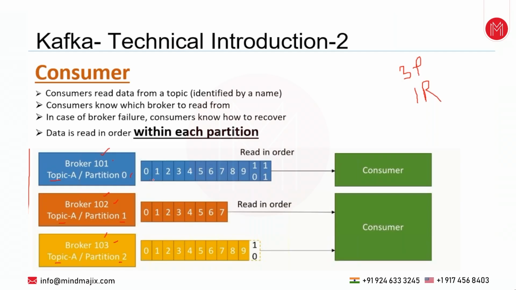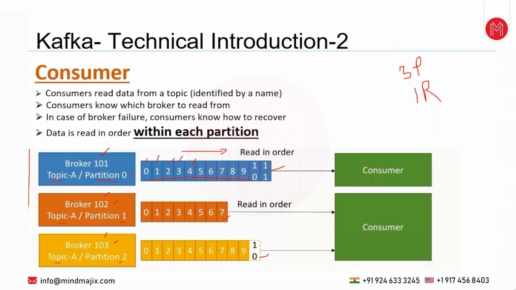In this case, these are the offsets, which means messages. Partition 0 has a total of 11 offsets, meaning 11 messages. Partition 1 has 7 offsets, meaning 7 messages. Partition 2 has 10 offsets, meaning 10 messages. Now let's assume a consumer is reading the data from topic A of partition 0. It will read in order. Initially it will read offset 0, then the message from offset 1, then offset 2, then offset 3, then offset 4. Like this, it will read the messages in sequential order.